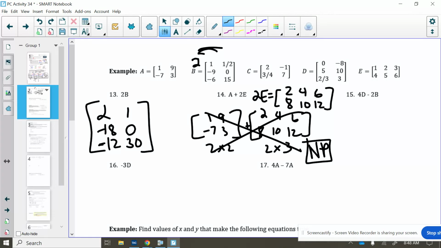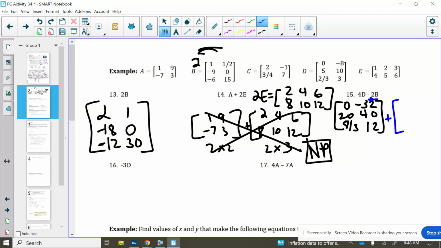All right, our last example, we have 4 times D, which would be 0, negative 32, 20, 40. 2 times 4 is 8 divided by 3, so 8/3. And then 4 times 3 is 12, so there's 4D. And then we're going to be distributing, notice, a negative 2 to B.